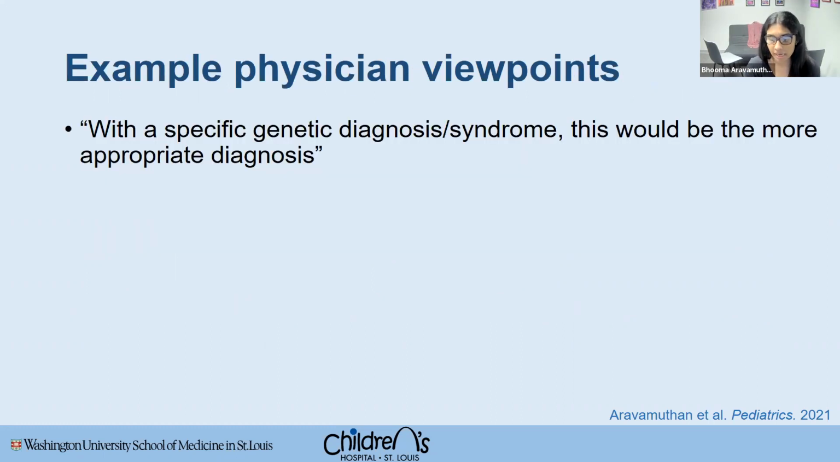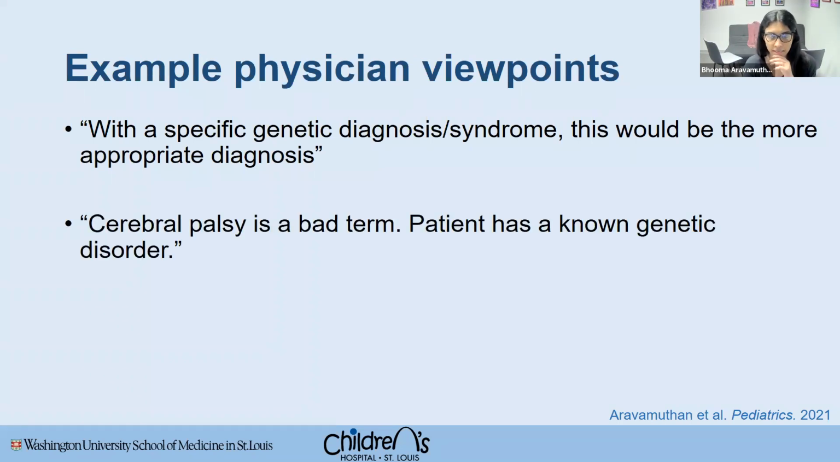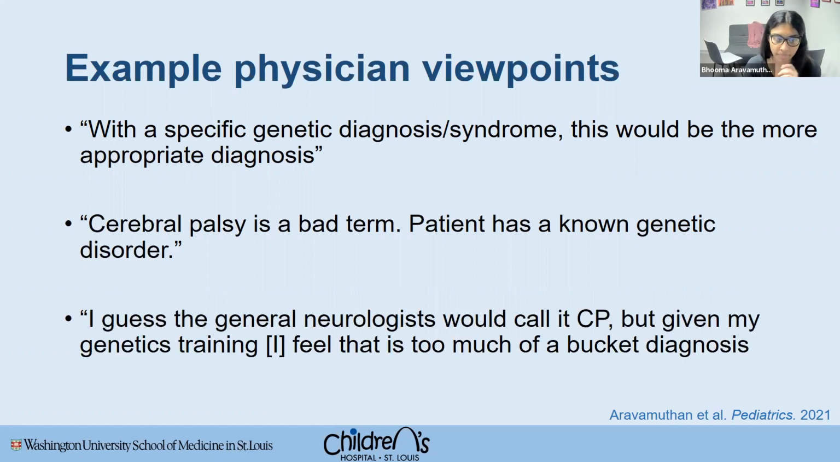These are some quotes giving the rationale that physicians offered to support this. "With a specific genetic diagnosis or syndrome, this would be the more appropriate diagnosis," suggesting that this diagnosis should supersede a CP diagnosis. This quote: "Cerebral palsy is a bad term. Patient has a known genetic disorder." Again, suggesting that one diagnostic label is better than the other, or should have primacy. And then this quote: "I guess the general neurologist would call it CP, but given my genetics training, I feel that it is too much of a bucket diagnosis." So again, highlighting that it is somehow better or indicates more expertise to be able to give a genetic diagnosis compared to a CP diagnosis.